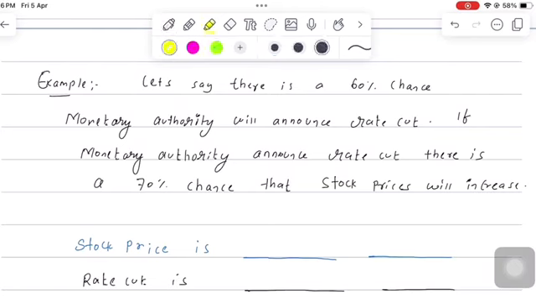Now here, a rate cut basically means interest rates will go down. So the monetary authority will announce a rate cut with a 60% chance. If the monetary authority announces a rate cut, there is a 70% chance the stock price will increase. So here the stock price is a dependent event, I will say. Okay, let me write it down for you. The stock price is a dependent event. It depends on whether the monetary authority announces a rate cut or not, and the rate cut is an independent event.